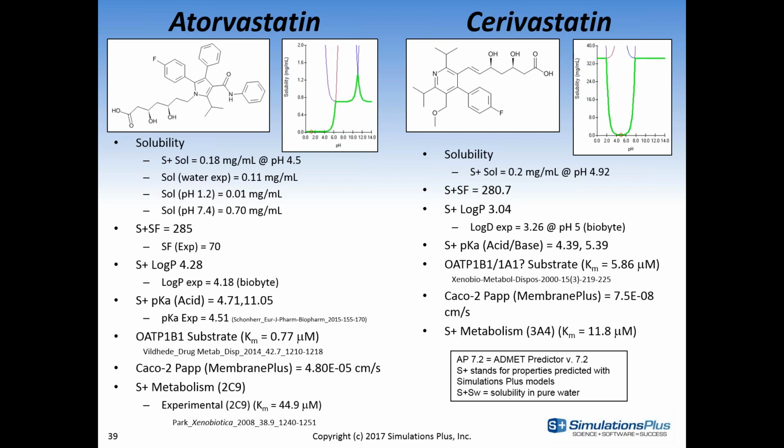We got the physicochemical properties either from ADMET Predictor or experimental data. Of course, statins have fairly low solubility in their neutral form, but they're acids, so they have reasonable solubility at physiologic pH. They're substrates for OATP1B1. The Km value for atorvastatin is around 1 micromolar. The Km for cerevastatin is about 6 micromolar. Atorvastatin is metabolized by CYP2C9, whereas cerevastatin is metabolized by CYP3A4. They have Kms of about 45 and 12 micromolar respectively. Those were used as inputs into the model.